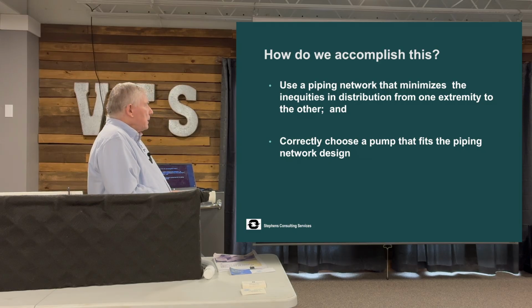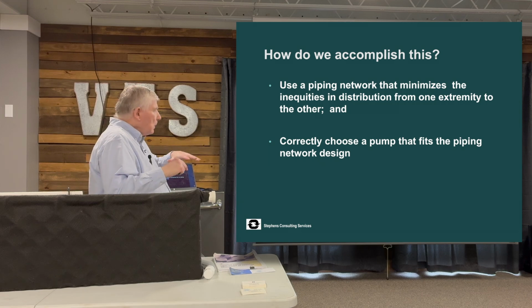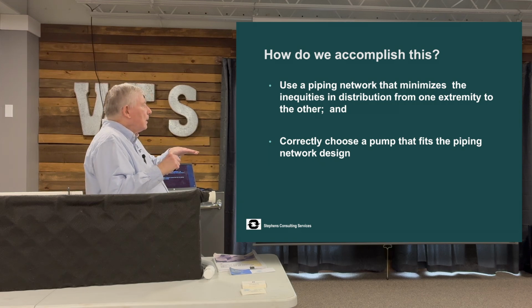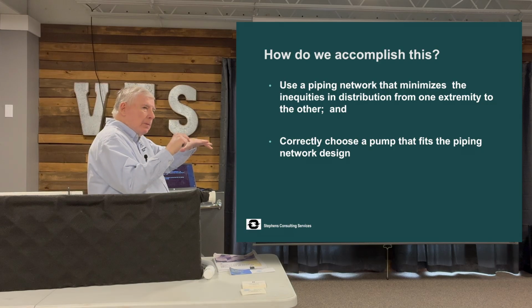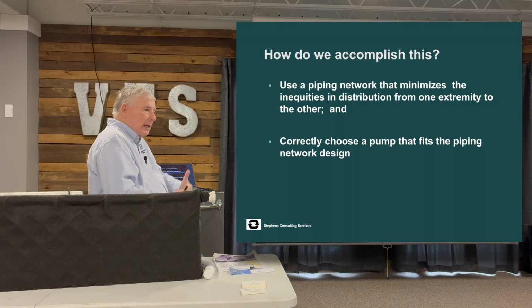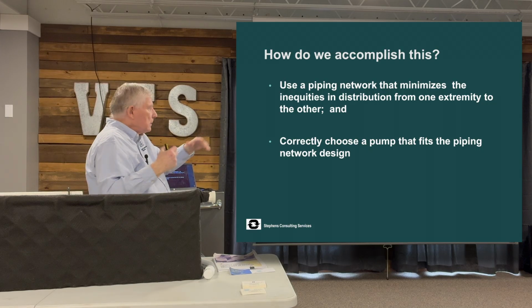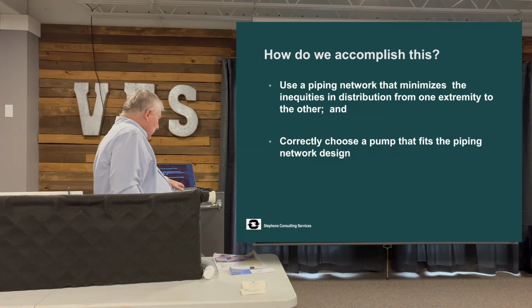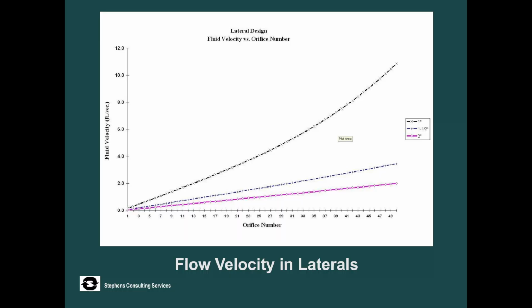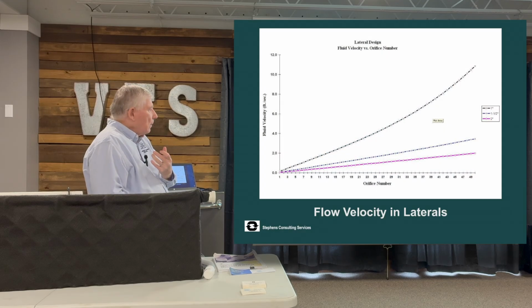How do we accomplish this? I'll go through these pretty fast, but we use a piping network and pressure distribution that minimizes the inequalities from one end of a lateral to the other, from one corner of a system to the other. And then we try and find the size of a pump to fit it. So this is basically a comparison of different size laterals or pipe with flow in them.